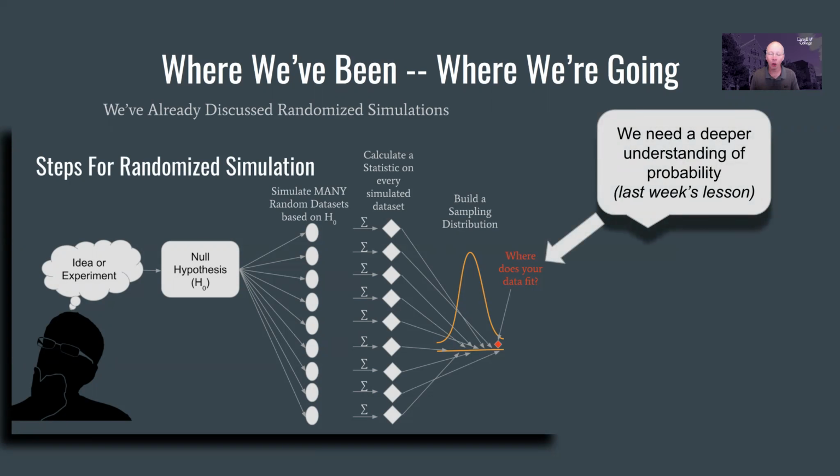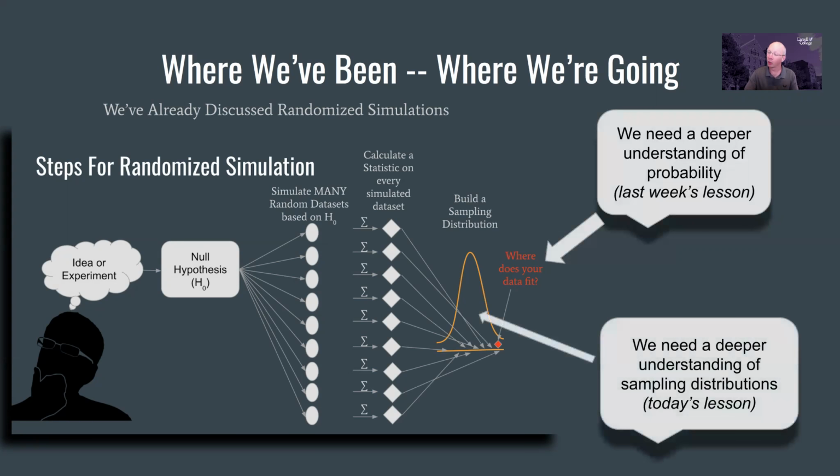So we've already talked a little bit about probability. That was last week's lesson. And the idea there was, assuming the null hypothesis, what's the probability of finding our data in this distribution? Or put another way, what's the probability that our data exists given the null hypothesis? That's just like the problems that we did with the disease tracking.